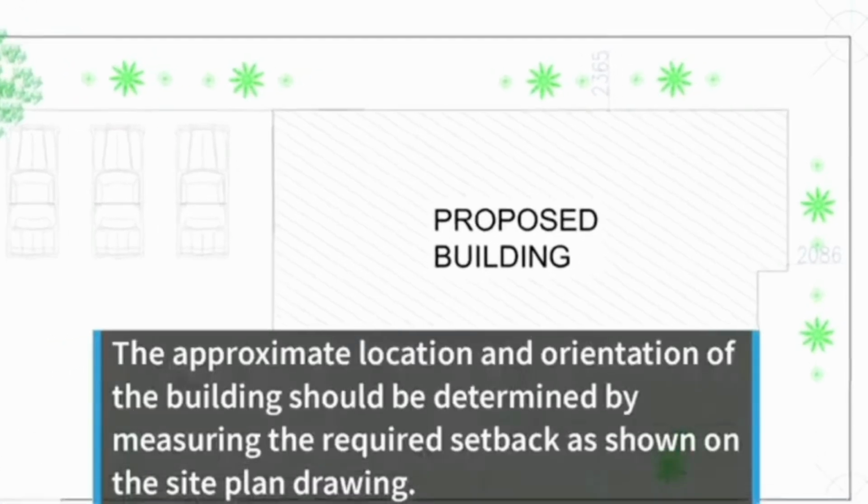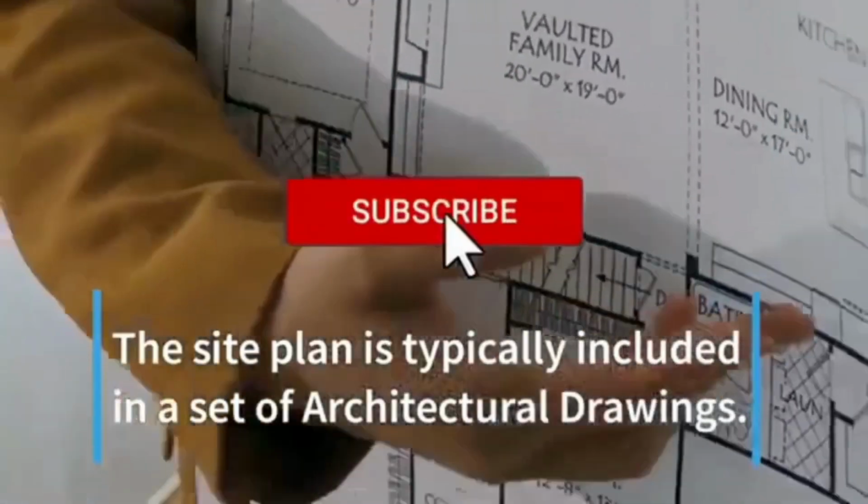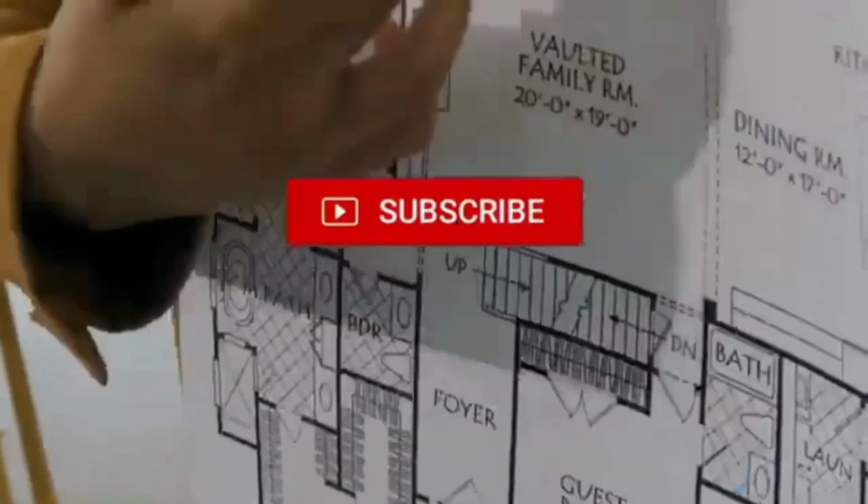Step 2. Position the building. The approximate location and orientation of the building should be determined by measuring the required setback as shown on the site plan drawing. The site plan is typically included in a set of architectural drawings.